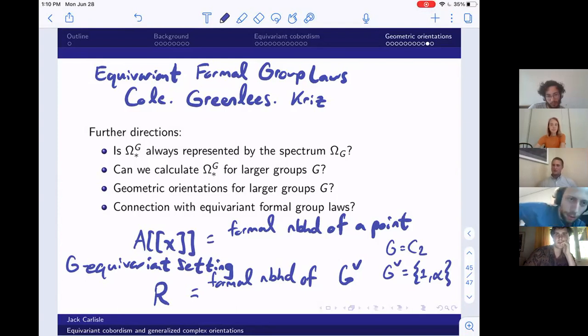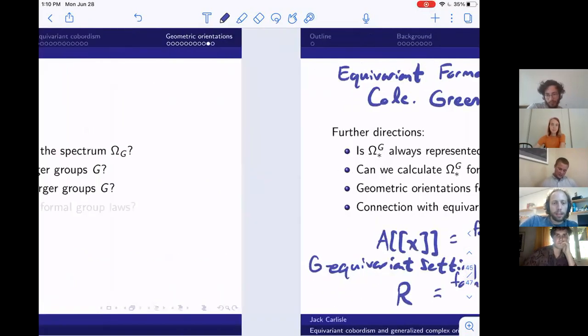You also mentioned work of Stefan Schwede before, and global homotopy theory. Do you expect there to be a similar story with formal group laws, maybe with extra equivariance data and restriction and transfer morphisms, maybe? Yeah, that's exactly right.